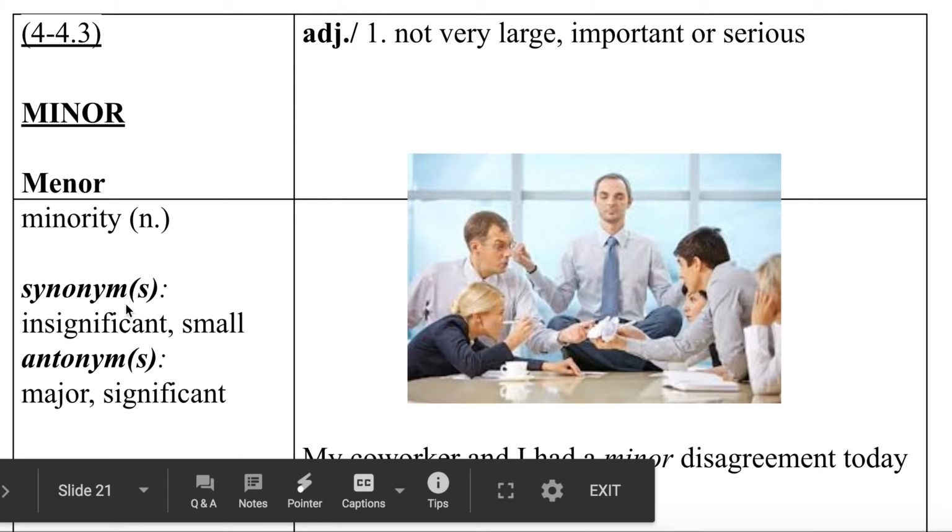And then synonyms for minor are insignificant and small. Antonyms are major and significant.